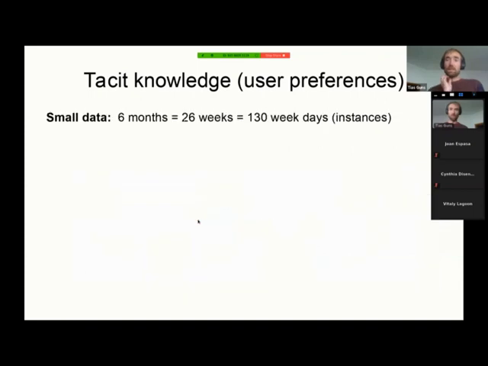All right. Now, if you talk about machine learning, people often start thinking about big data, deep learning, and so forth. But in this case, we have small amounts of data. From an operational perspective, we have 6 months of data, which for them is a lot. But from a machine learning point of view, it's 26 weeks, and it's mostly weekdays. So it's actually 130 weekdays. So we have a training set of 130 instances. And that is not a lot.